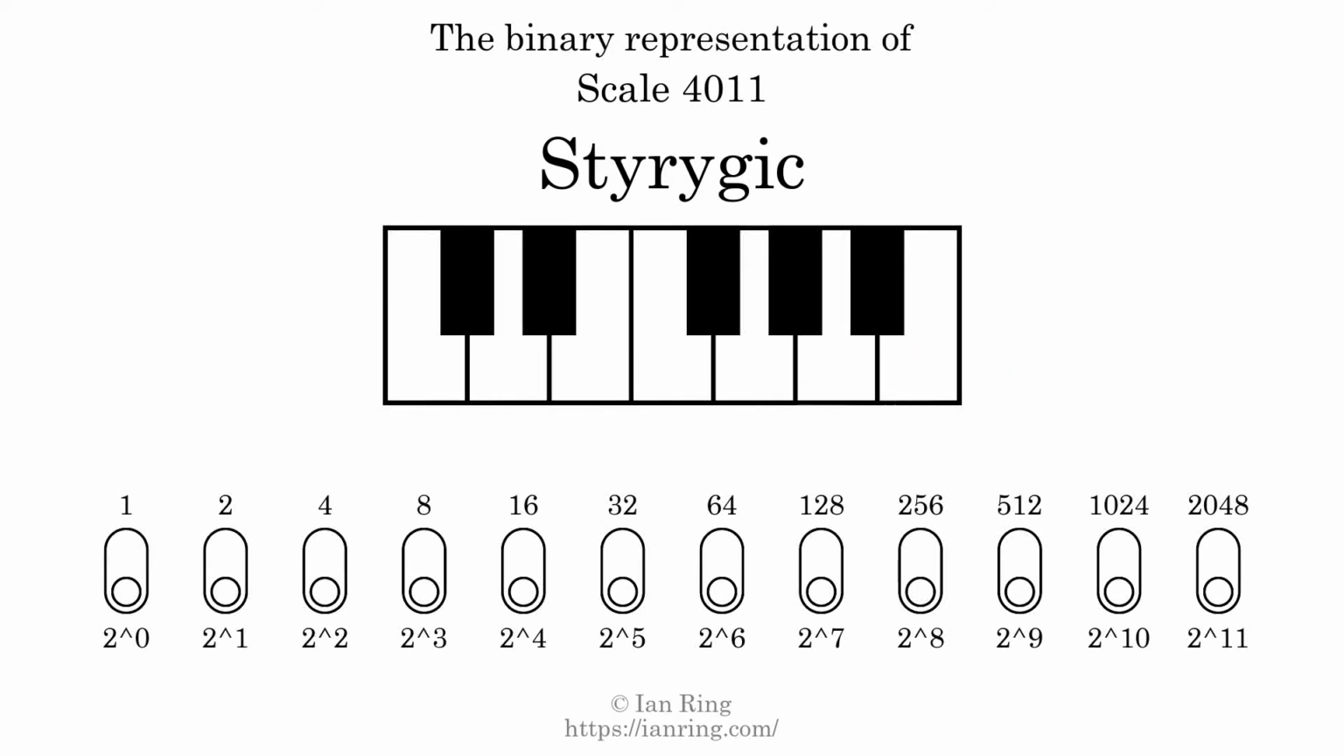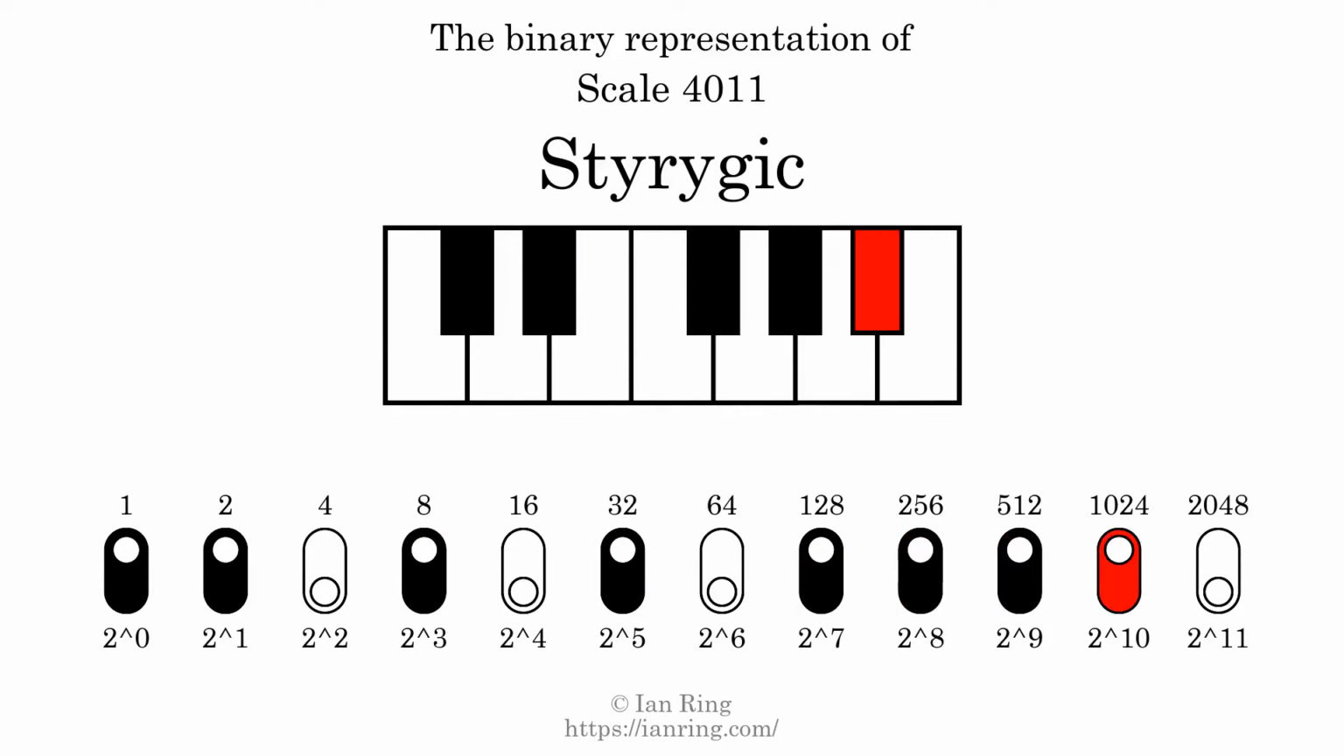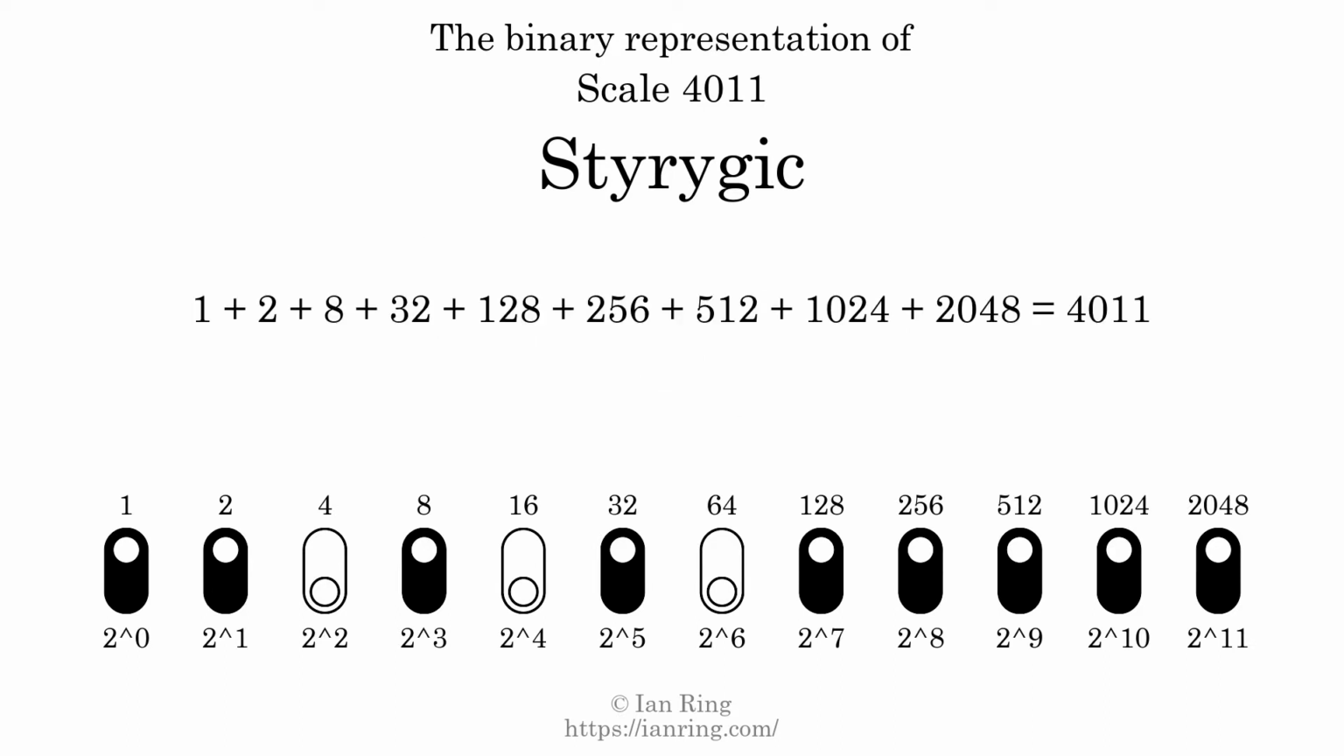The binary representation of this scale is determined by mapping tones of the scale to binary digits. Each binary digit represents a power of 2. To get the scale number, we add the powers of 2 together. The powers of 2 that are present in the scale, all added together, equals 4011. That is why the scale number, in decimal, is 4011.